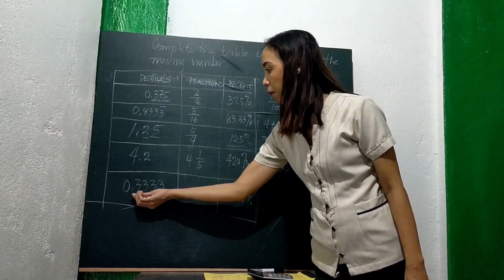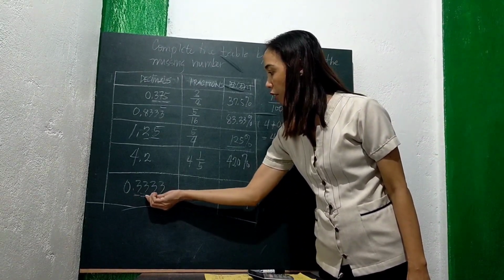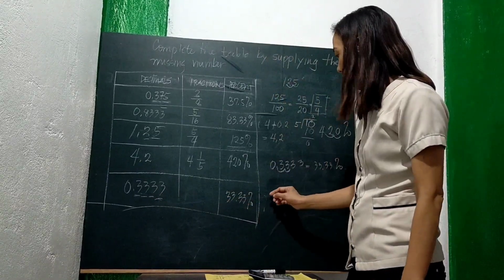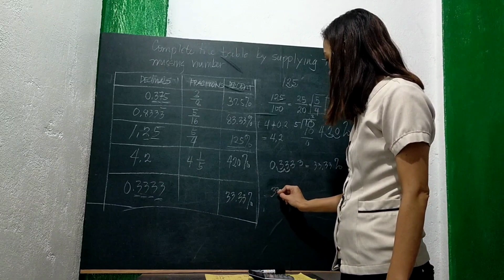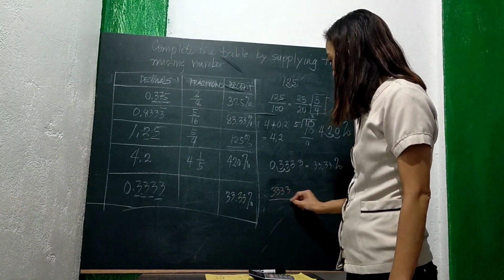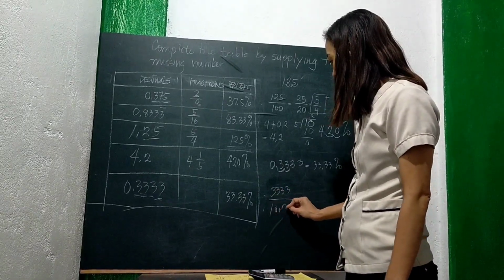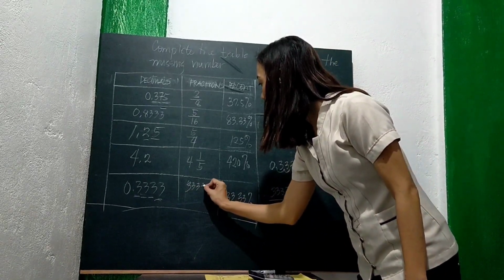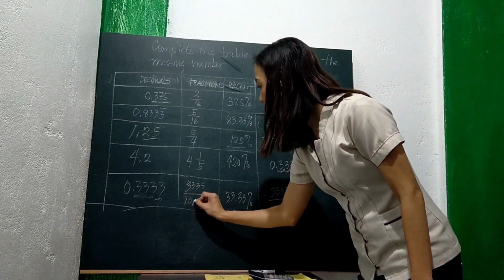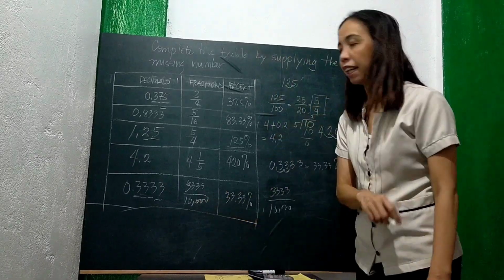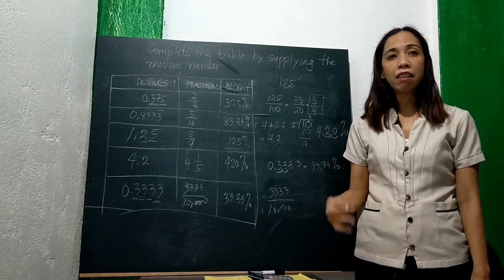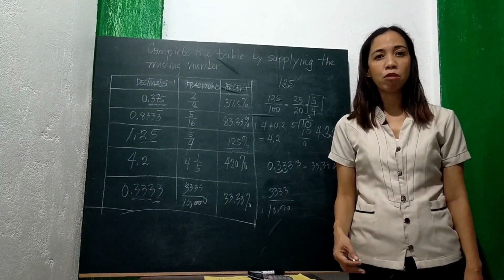So, we have tens, hundred, thousands, and 10,000s. So, the answer is 3 over 10,000. Okay? So, that is how we convert fractions to decimals to percent and vice versa.